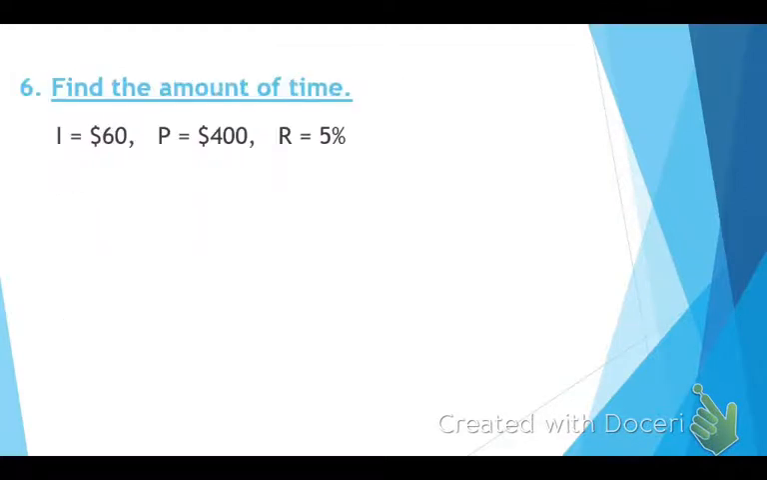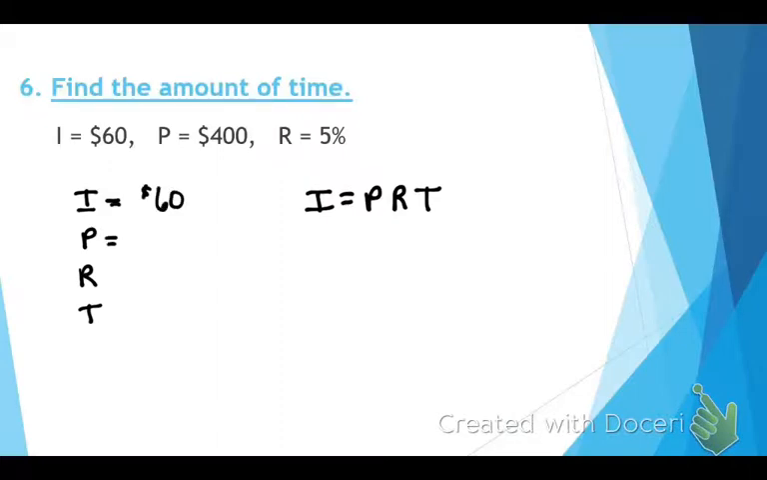All right, for this one, we're trying to find the time. What is the formula that we're going to use for this? All right, so we're going to use this here in just a sec. I equals P times R times T. What's my interest? $60. What's my principal? $400. What's my rate? 5%. Turn to a decimal, it's 0.05. And we're looking, oh, sorry. That was supposed to be a question mark. We're looking for that, okay?